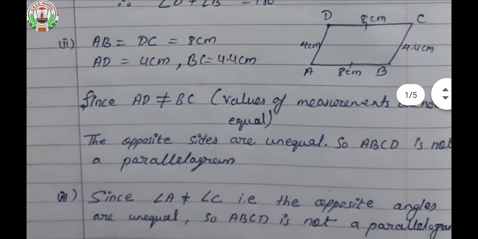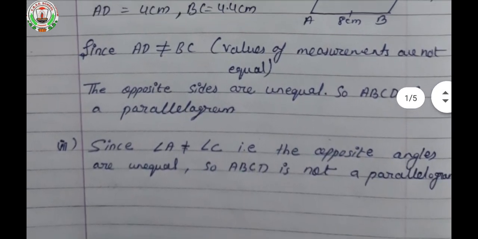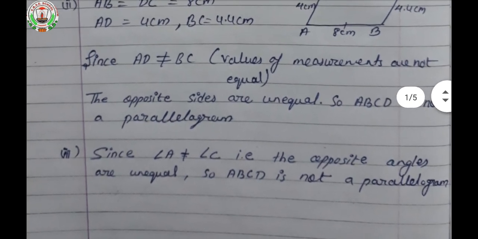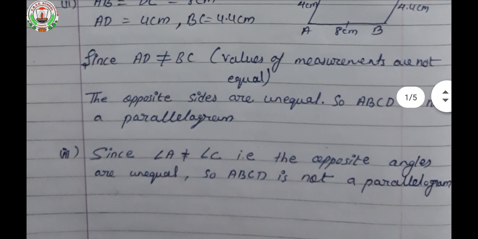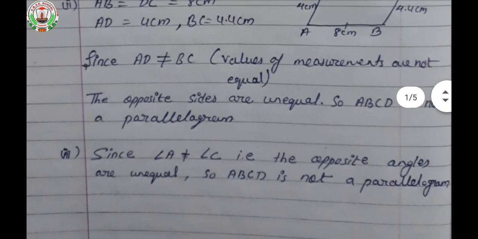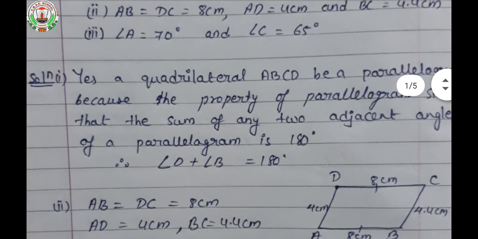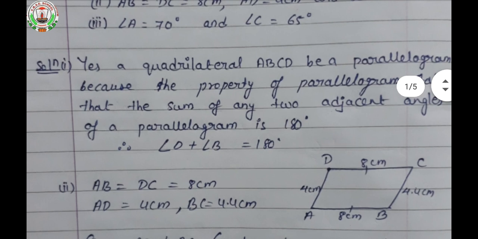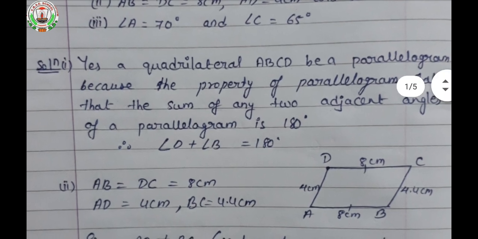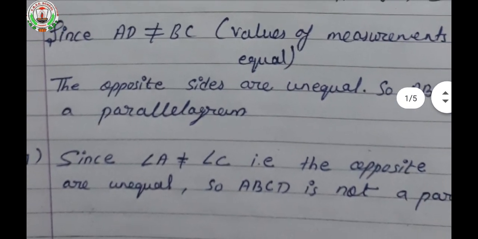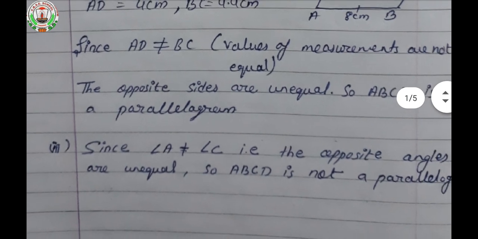Clear everyone? Now the third part of the question, what it says, look, it is said that since angle A is not equal to angle C, that is the opposite angles are unequal, so ABCD is not a parallelogram. Here in the question, angle A is equal to 70 degrees given and angle C is equal to 65 given, isn't it? And what does the property of a parallelogram state? The property of a parallelogram states that the opposite angles of a parallelogram are equal.